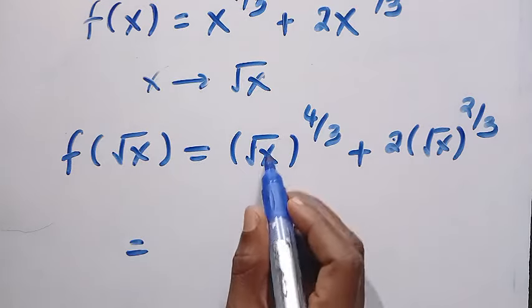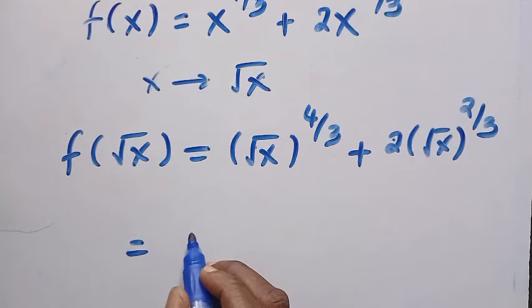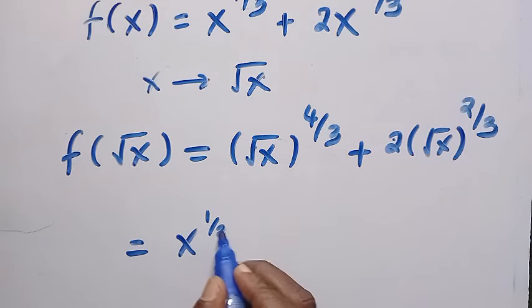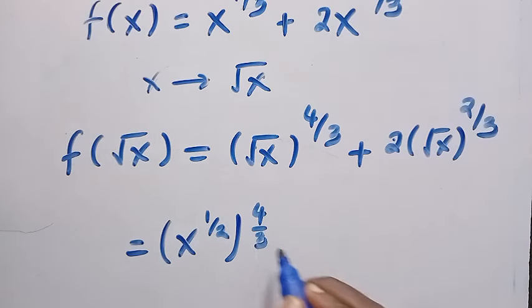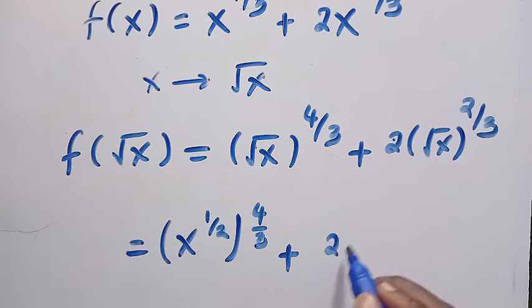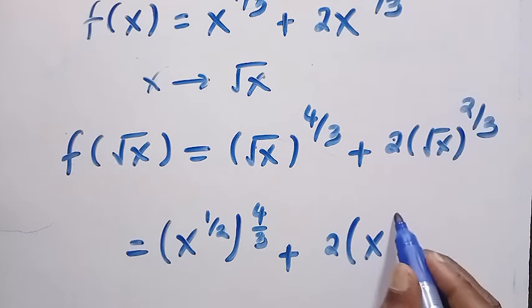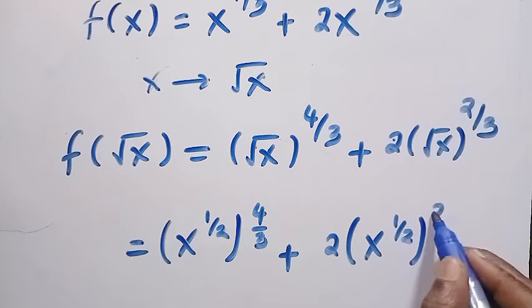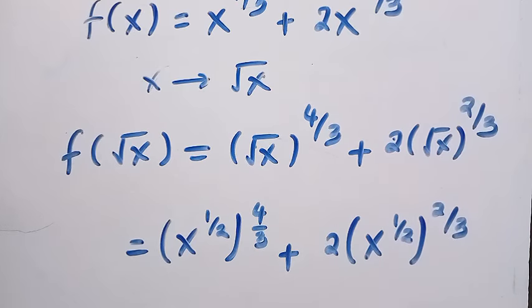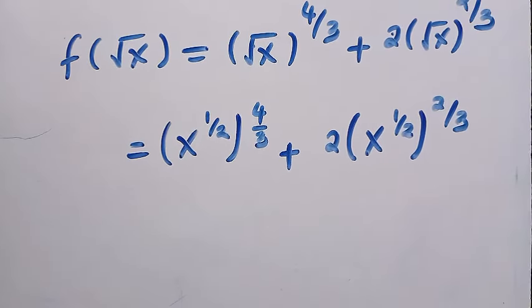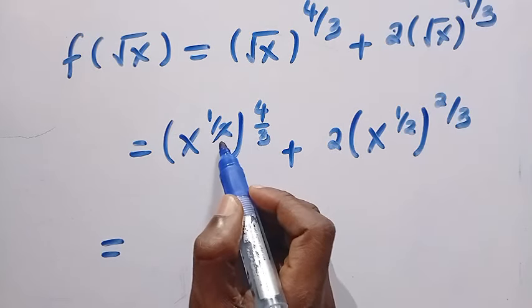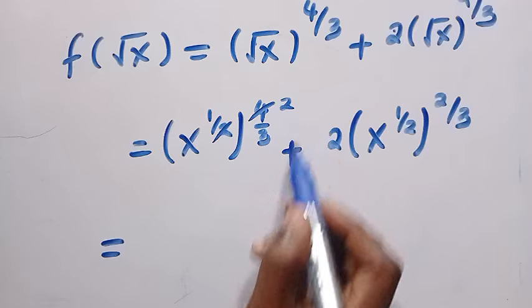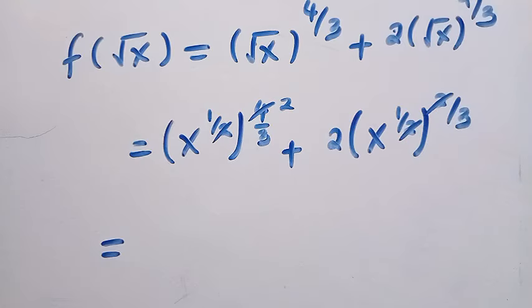Then here we have root x. Root x is the same thing as x raised to the power 1 over 2. Then all raised to the power of 4 over 3 plus 2 into bracket of x raised to the power 1 over 2, all raised to the power 2 over 3. And by multiplying this together, 2 here, that is 1, and 2 in 4, that gives us 2. So 2 also cancels 2 from this side, as we have x raised to power.